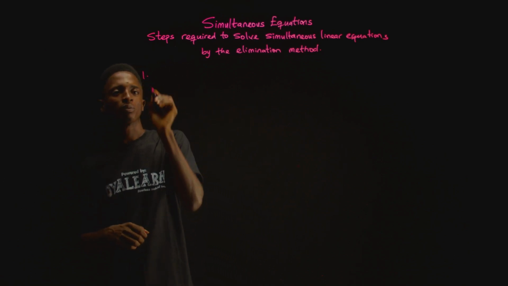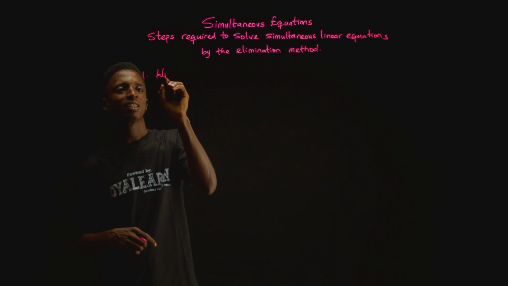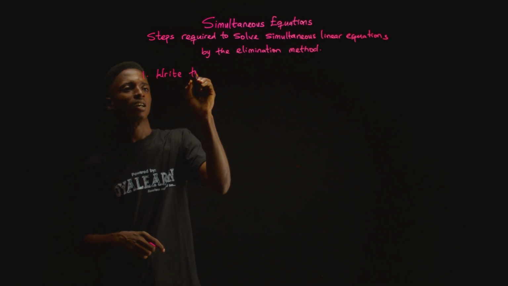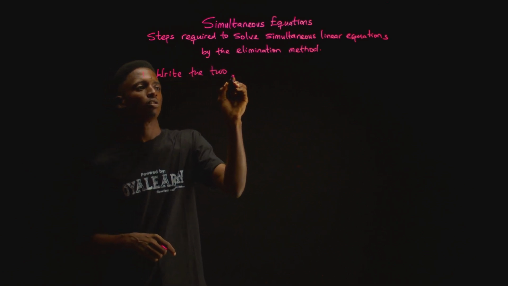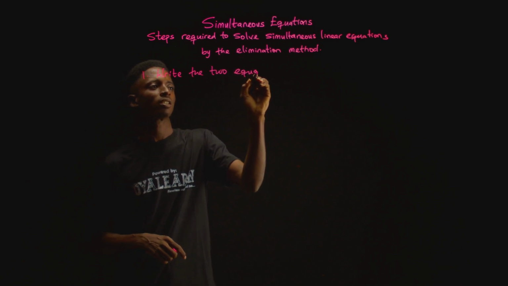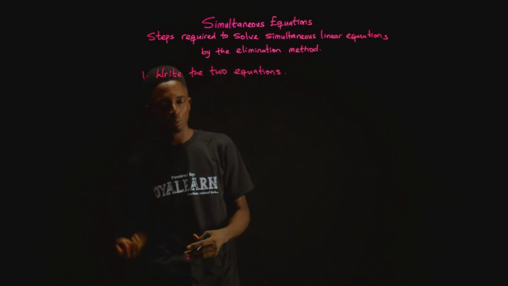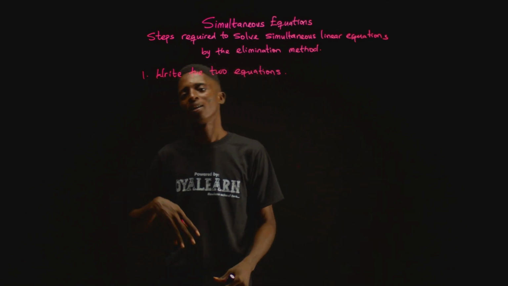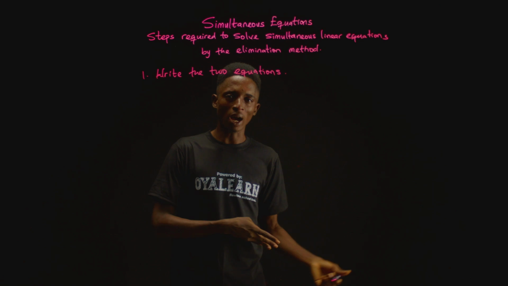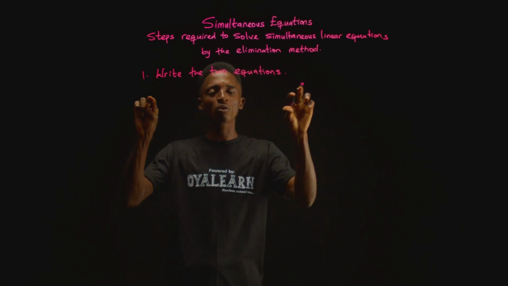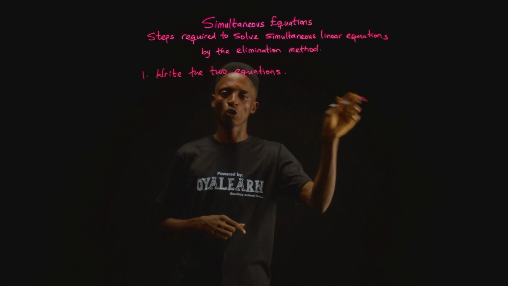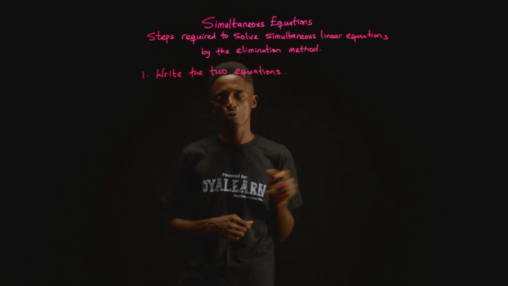So step 1, you would write the two equations. So you could have x plus y equals a certain number, then 2x plus some y equals another number. When you write that equation, remember to label them equation 1 and equation 2.